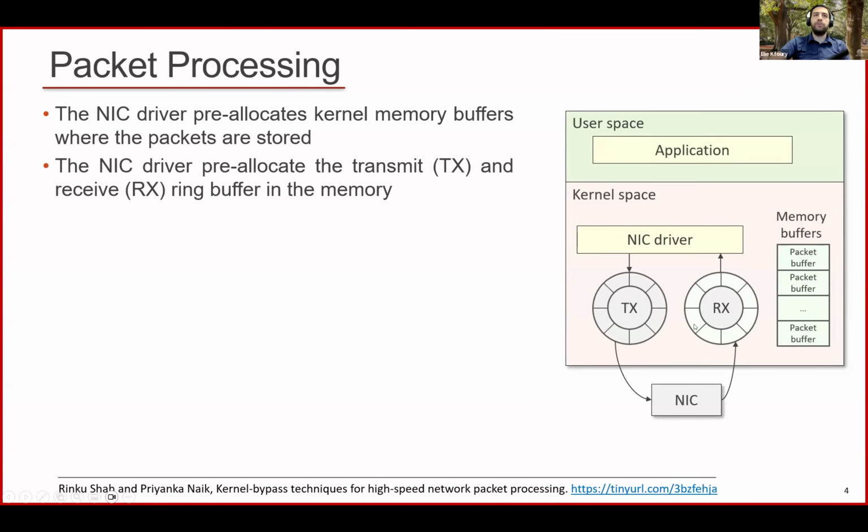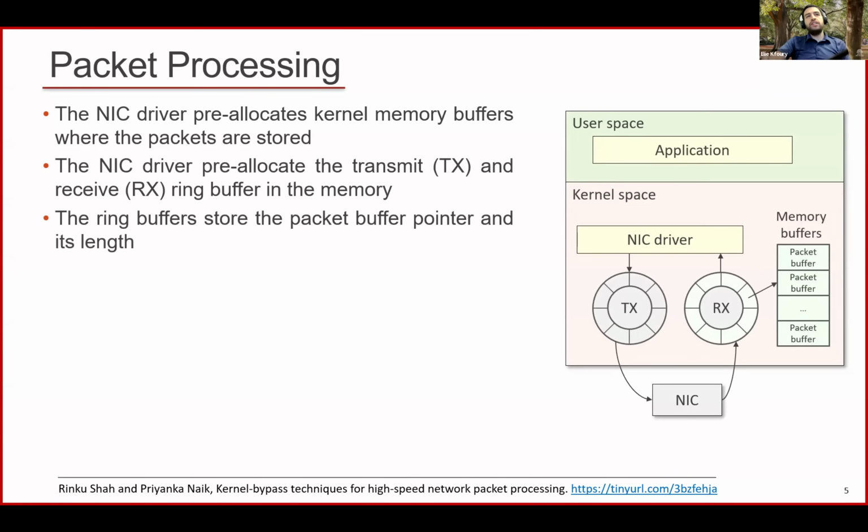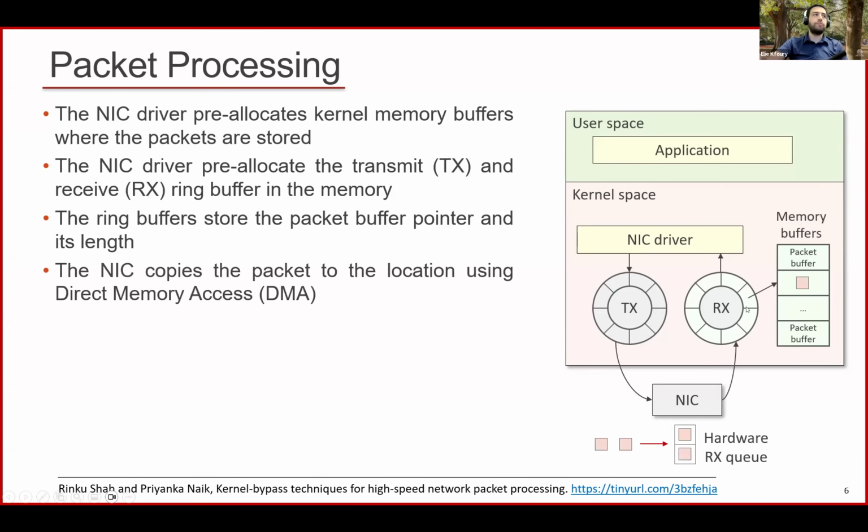So TX here for transmit and RX for receive. What do these rings contain? These are basically circular queues. Whenever we receive a packet, we insert it and then increment by one all the way till we fill the ring. Now, these rings contain pointers to the packet within the memory buffers. And they contain other metadata such as the packet length.